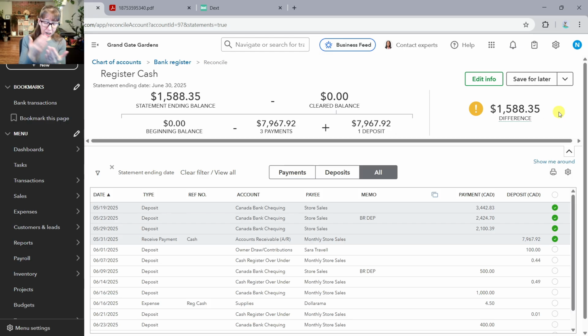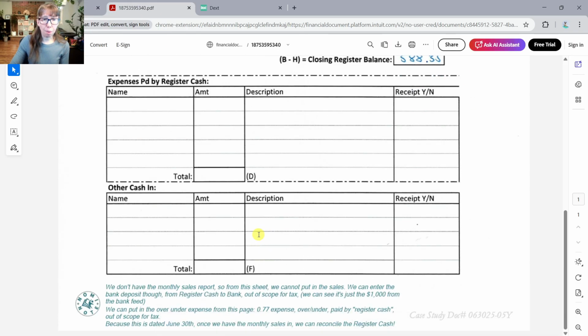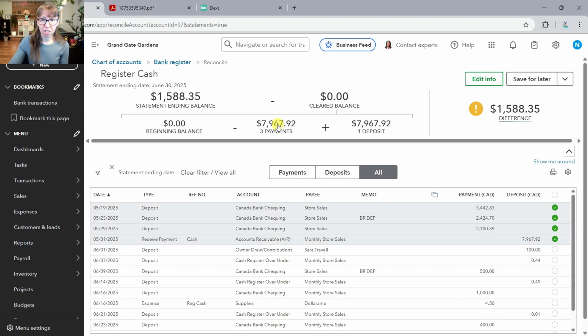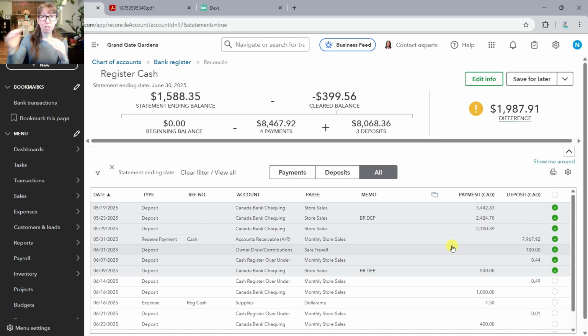So basically you'd get all of your register recap sheets for the month, and you'd pull up the first one, and the first one would show you the $100 in and the over under and the cash deposit. So you can say, the register recap sheet says this, this, and this. And you would just keep flipping through each of your register recap sheets, and that's where you'll find the incongruency of why your register cash in your bookkeeping does not match the register cash balance at the actual store.